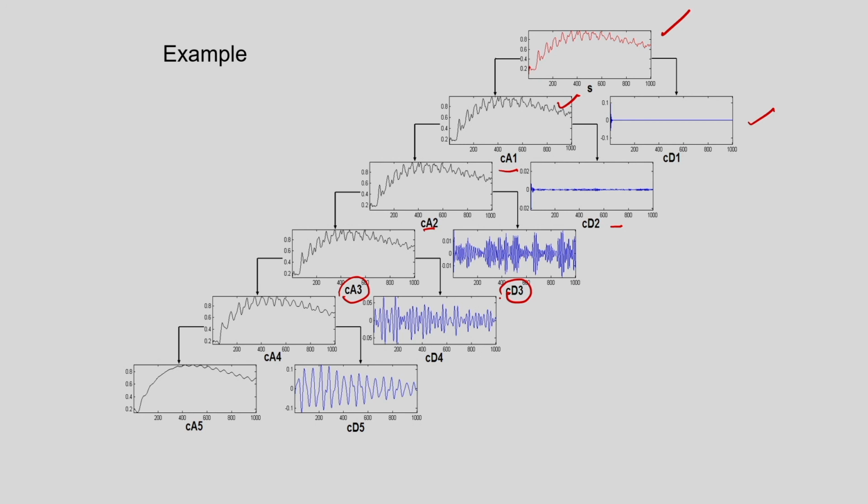And from CA3, that is the approximate component, I can again do the decomposition. So I will be getting the approximate component and the detailed component. So like this I can do the multiple level decompositions. So finally after decomposition, what will I be getting? I will be getting one approximate component, that means one approximate signal. And if I consider CD5, CD4, CD3, CD2 and CD1, all these are detailed information of the signal.